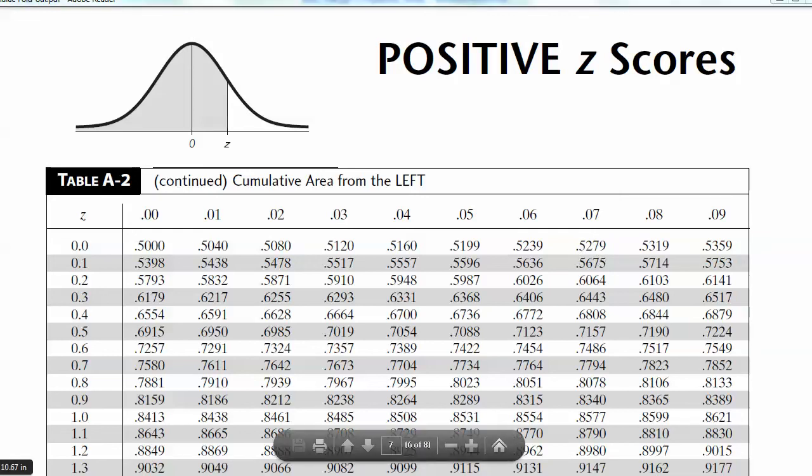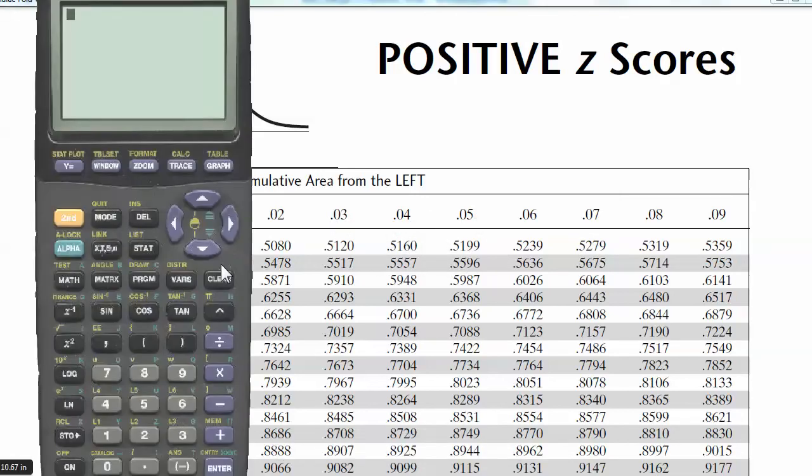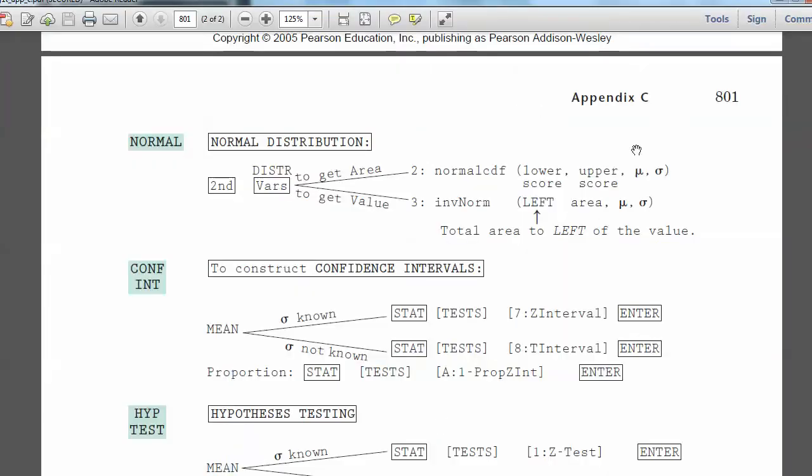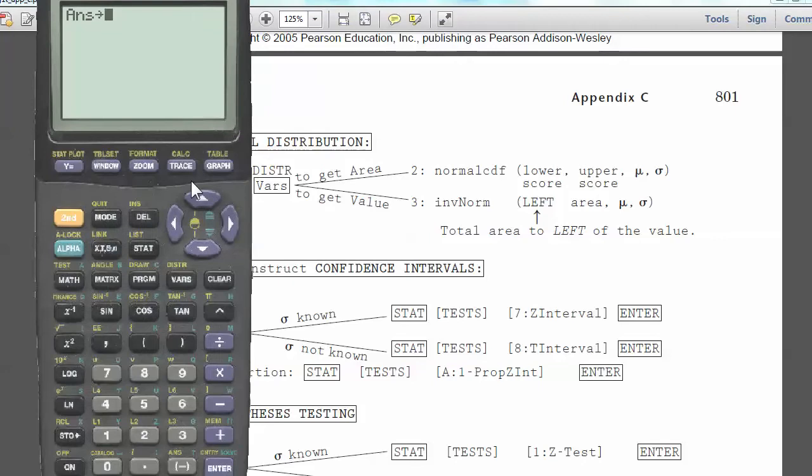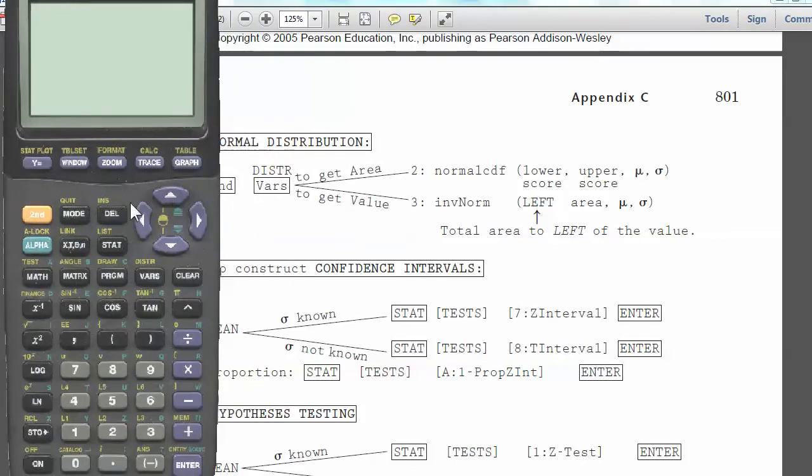In fact, I might as well show you with the calculator really fast. We'll hope to get the same calculation. And here's the appendix sheet that you can use to remind yourself how to do it. It says hit second, vars, go down to normal CDF. This is the C for accumulate, just like the binom CDF we used in chapter 5. Normal CDF, hit enter.